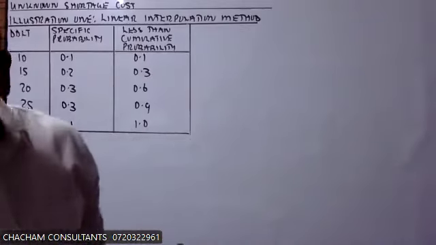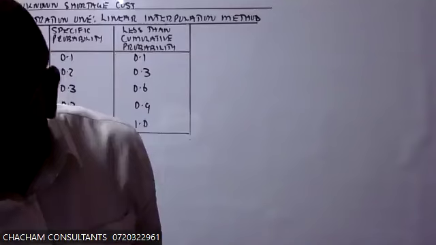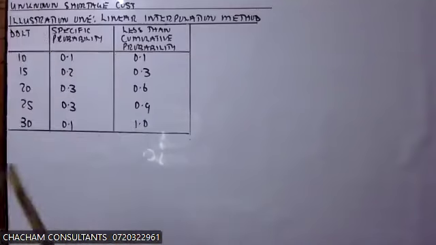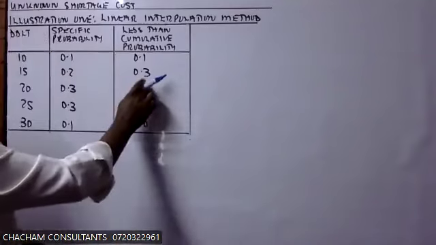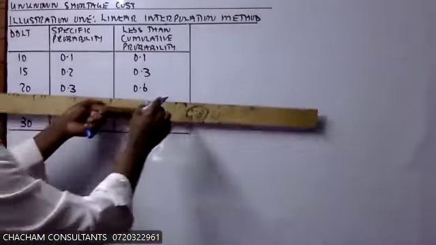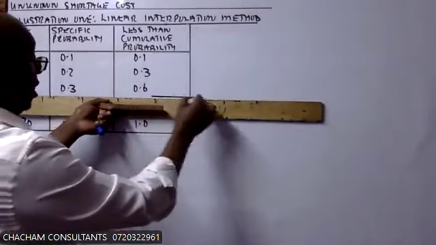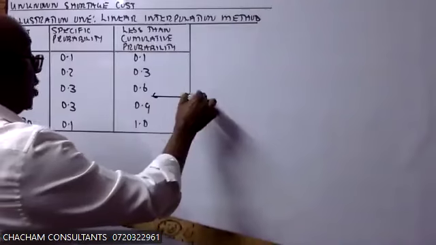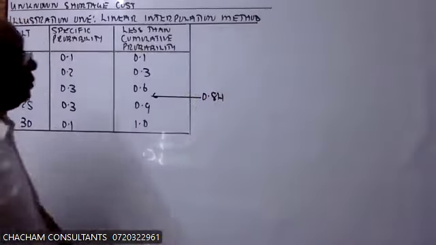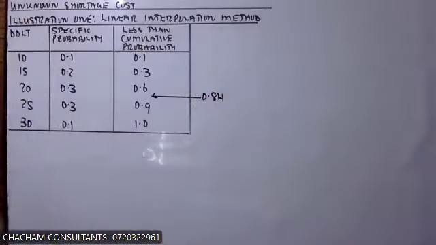Now, the service level here is 84%. So 84 is between here. This is 60 and this is 90. So 84 should be somewhere here. That is where we have 84.